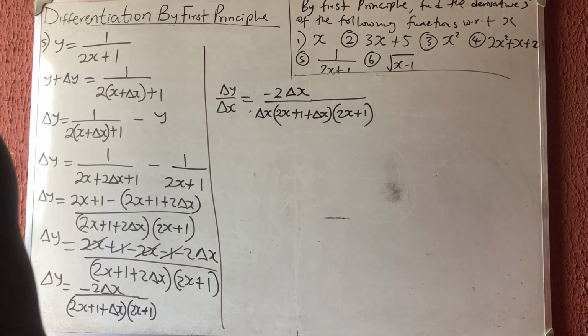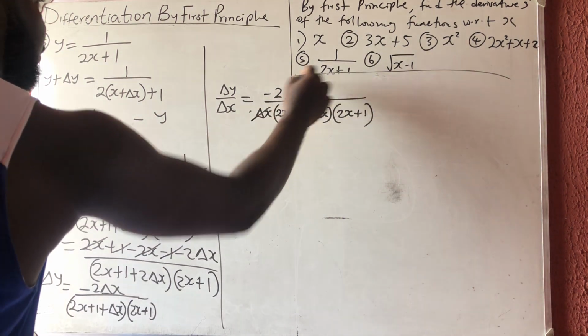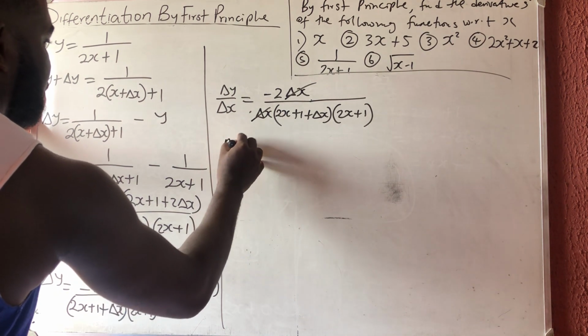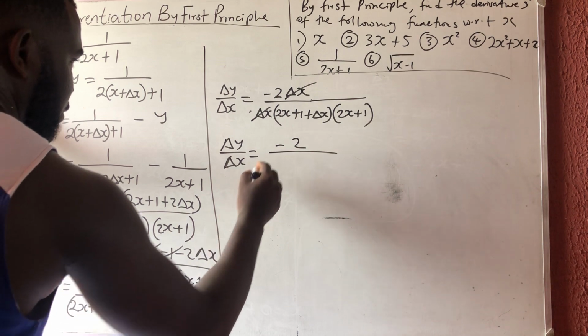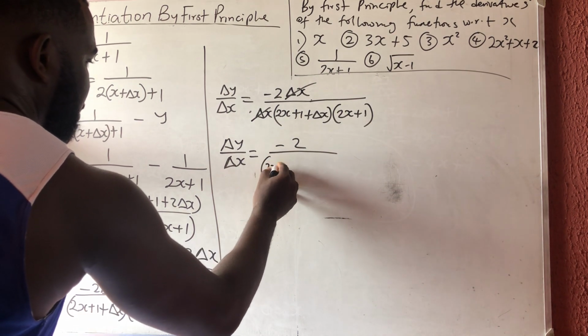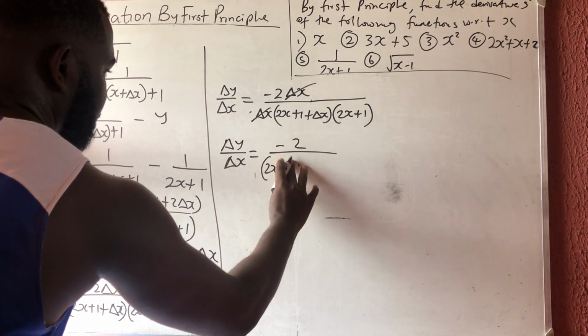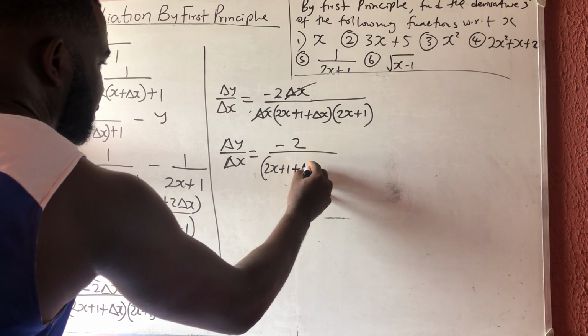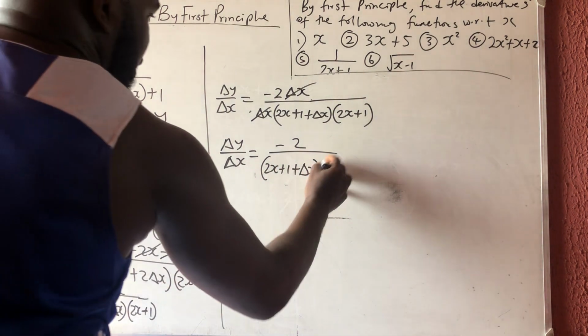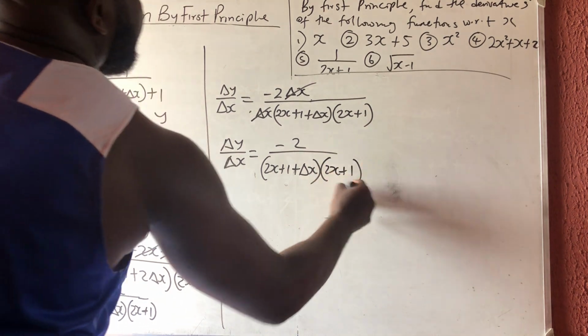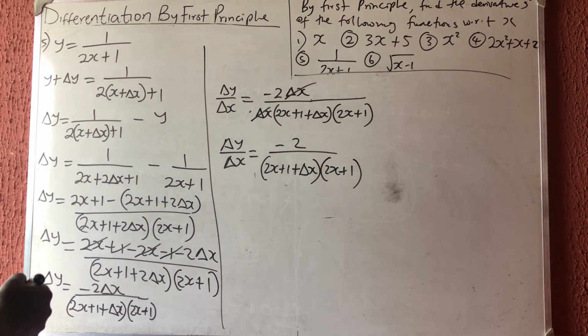Okay, so if you look at this, you see that this one will take care of this. So I'm going to have that change in y over change in x is equal to minus 2 all over 2x plus 1 plus 2 change in x, into 2x plus 1. So now, the dy dx is simply to take the limit.